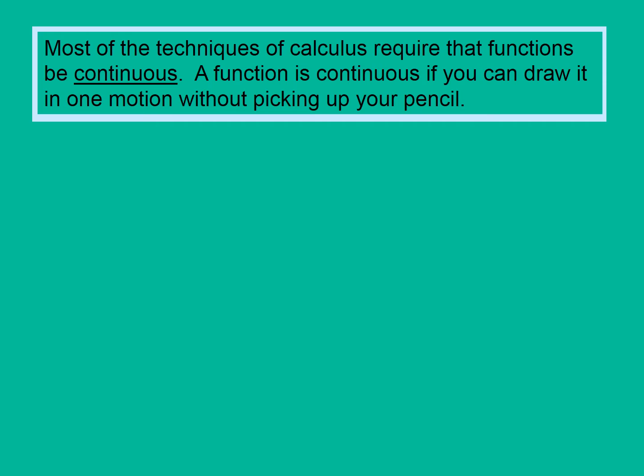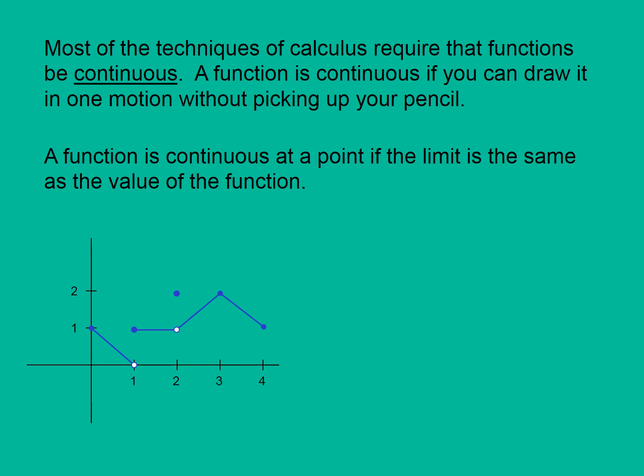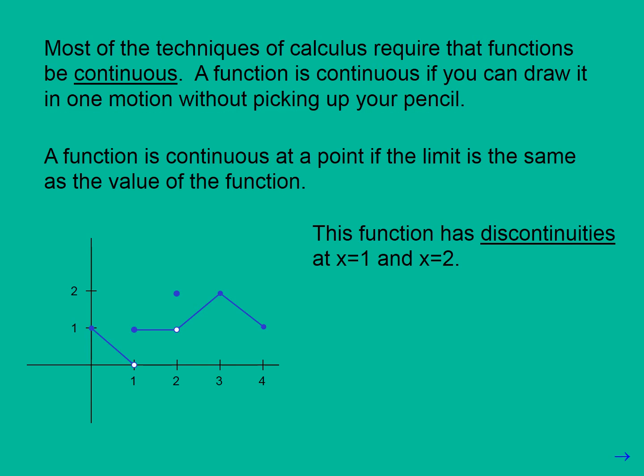A function is continuous if you draw it in one motion without picking up your pencil. That's how we described continuity earlier. But now let's look at it more mathematically. A function is continuous at a point if the limit is the same as the value of the function. Notice with the example here, this function has discontinuities at x equals 1 and x equals 2.